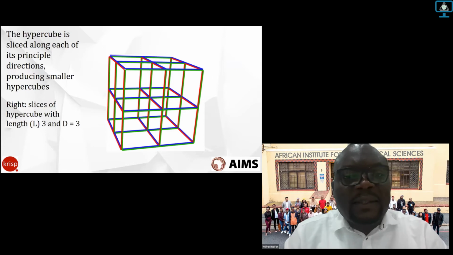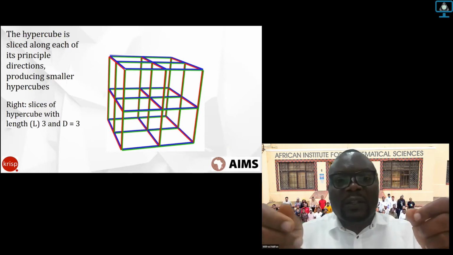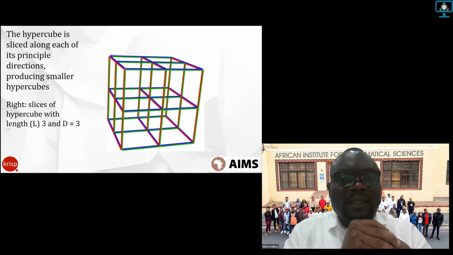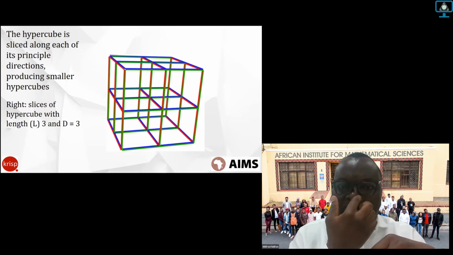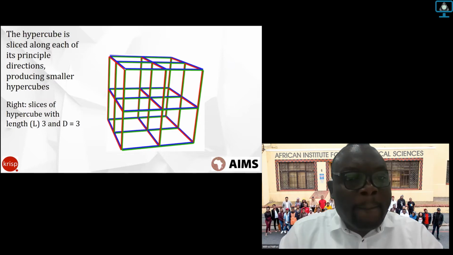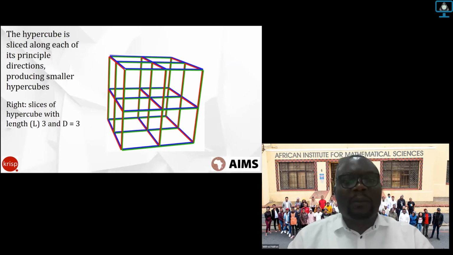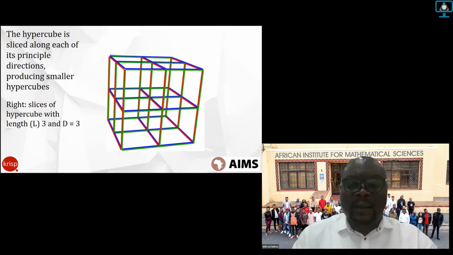And we do the slicing from each of the principal directions of the hypercube. So from each of the 3 principal directions, we construct 3 slices. So together we have 9 slices, and each slice has L to the D-1 cells, which are the samples we're studying. And we use our slices as pools. So from this hypercube, I get 9 pools, which I test. Each pool has 9 samples. I pool those samples together, and then I test.